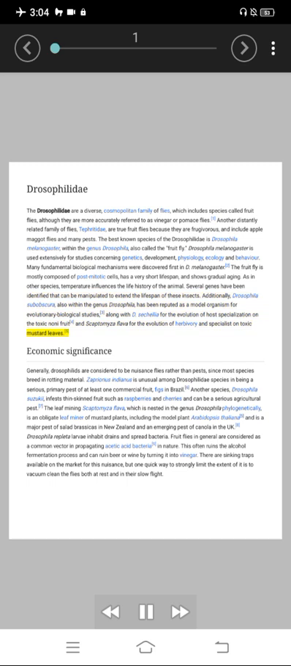Economic significance. Generally, Drosophilids are considered to be nuisance flies rather than pests, since most species breed in rotting material. Zaprionis indianus is unusual among Drosophilidae species in being a serious, primary pest of at least one commercial fruit, figs in Brazil. Another species, Drosophila suzukii, infests thin-skinned fruits such as raspberries and cherries and can be a serious agricultural pest.